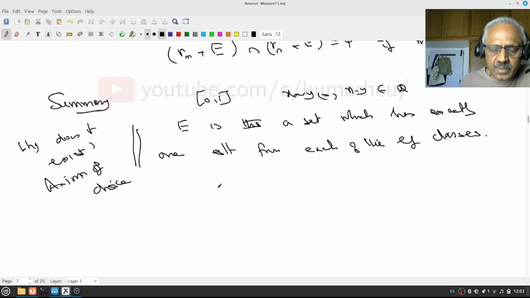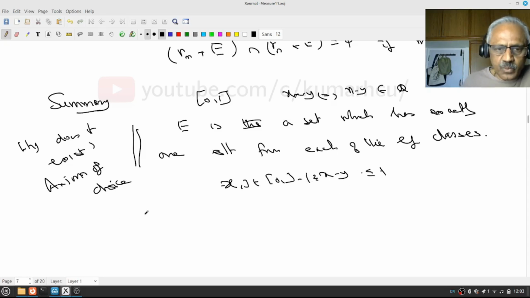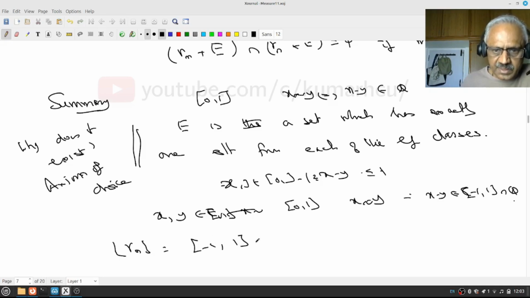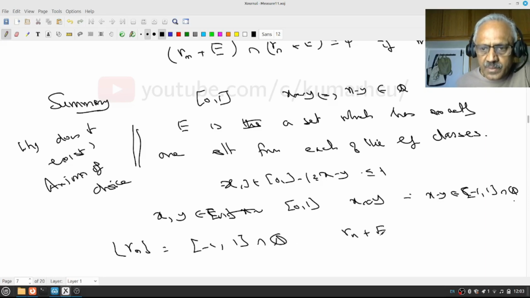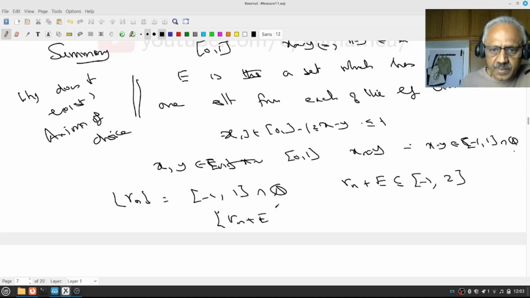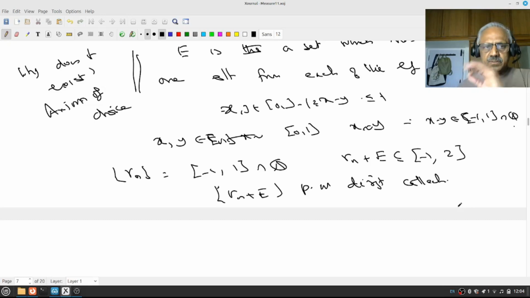We observed that if x and y are in [0, 1], then x minus y lies between minus 1 and 1. Therefore, if x and y are in E, in [0, 1], and x is equivalent to y, then x minus y is a rational number. It belongs to [-1, 1] intersected with Q. And let Rn be the enumeration of all these rationals. Then we proved that Rn plus E is contained in [-1, 2]. And also we proved that the Rn plus E form a pairwise disjoint collection. These are the facts we need now.